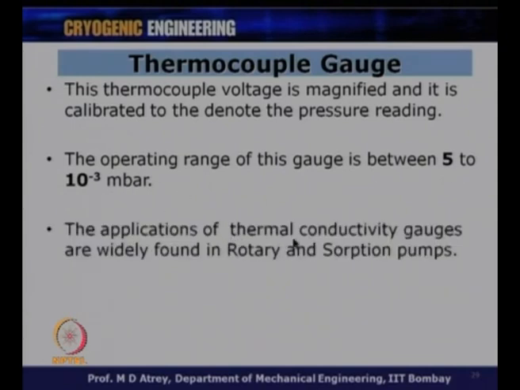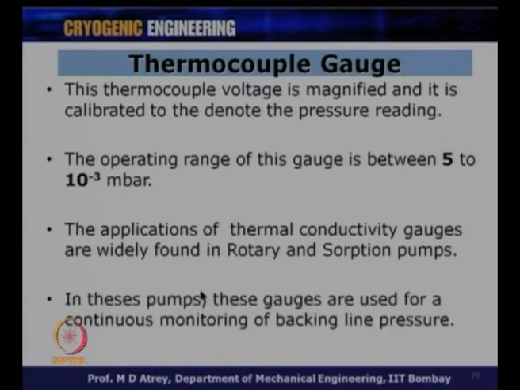The applications of thermal conductivity gauges are widely found in rotary and soft pumps. Most of the pumps will have a Pirani gauge or thermal conductivity gauge. This is widely used up to 10 to the power minus 3 millibar. In these pumps, these gauges are used for continuous monitoring of backing line pressure. They are commonly used, continuously used.